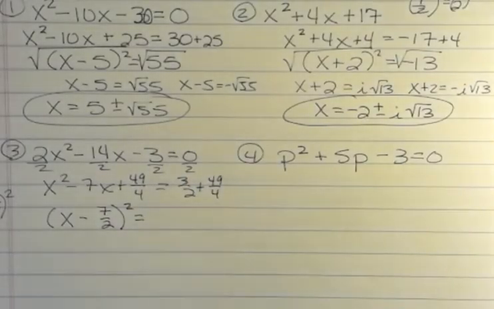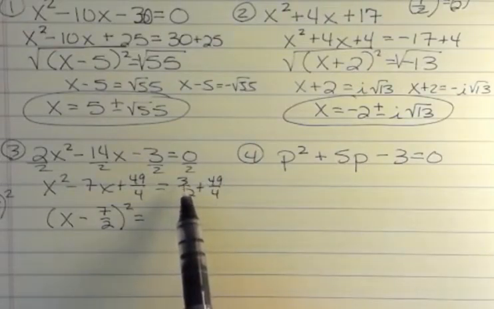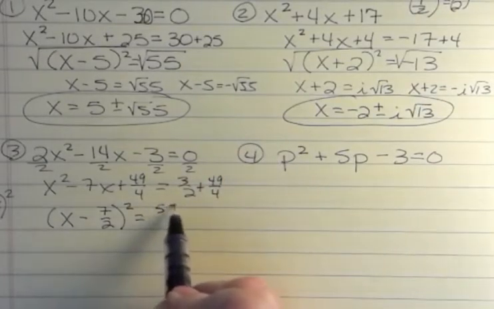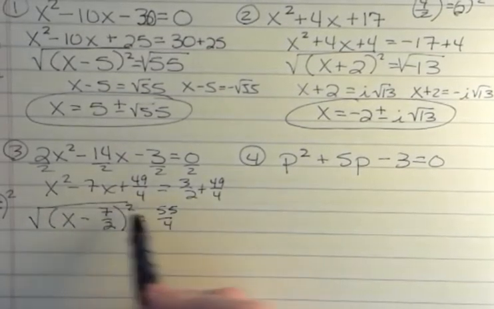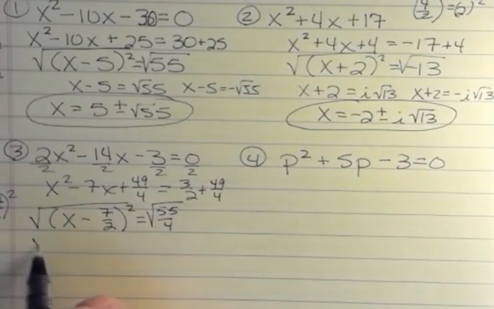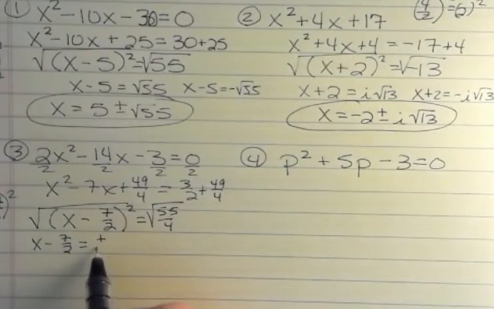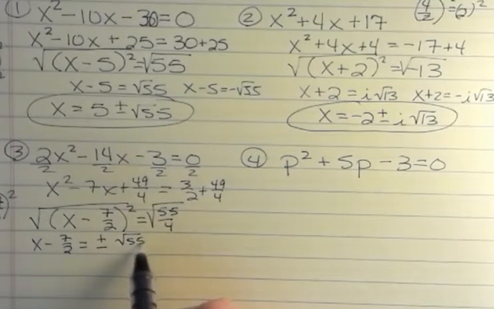And then I'm going to have 3/2 plus 49/4. And you're welcome to use your calculator to do that, or you could do it in your head. I can see that 2 times 2 would be 4, and 3 times 2 would be 6. So that's 6/4, and 6 plus 49 is 55/4. And now I'm going to take the square root of both sides, and that's going to give me x minus 7/2 equals, and I'm just going to write it in one place this time, plus or minus the square root of 55/2.